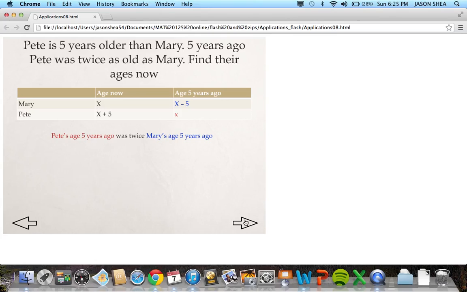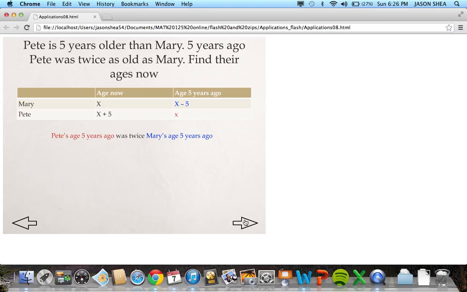So I'm going to start with the second sentence here. 5 years ago, Pete was twice as old as Mary. 5 years ago, Pete was twice as old as Mary. That means Pete's age 5 years ago was twice Mary's age 5 years ago. To me, that helps set up the equation. Now, that's an equation right there. Pete's age 5 years ago was twice Mary's age 5 years ago. Was is the past tense of is, therefore that's where the equal sign belongs.